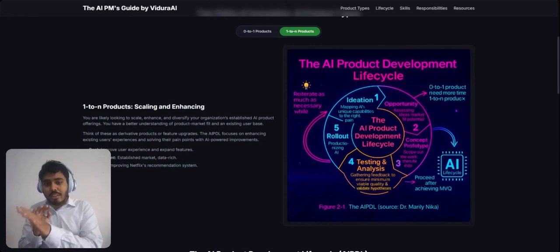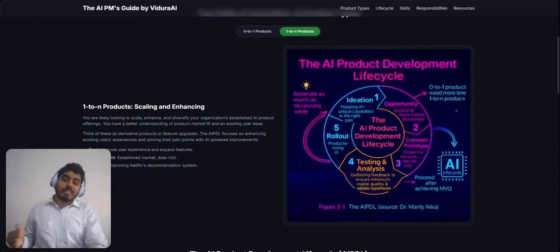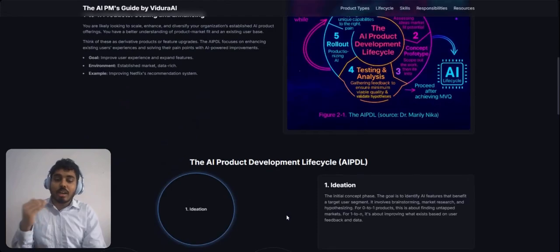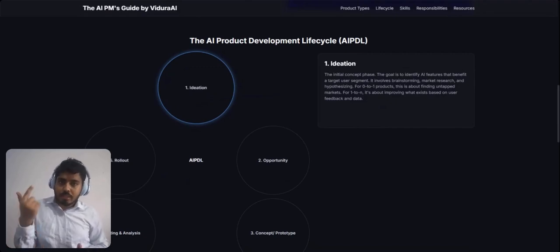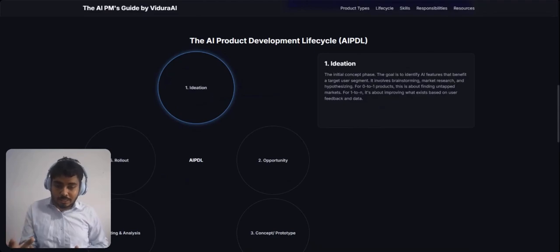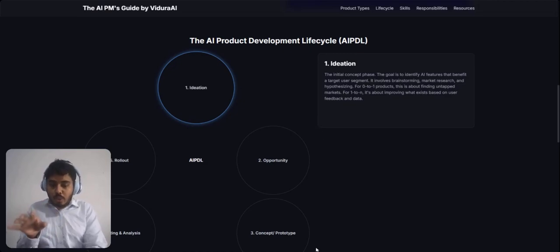If you look at the AI product development lifecycle on the website I am now demonstrating, we have 5 steps. The first step is ideation, second is opportunity, third is concept or prototype, fourth is testing and analysis, and fifth is rollout. These 5 steps are very essential in the AI product development lifecycle, the AI PDL.